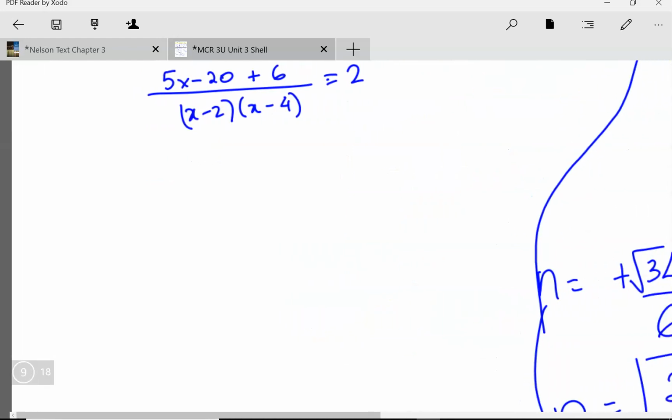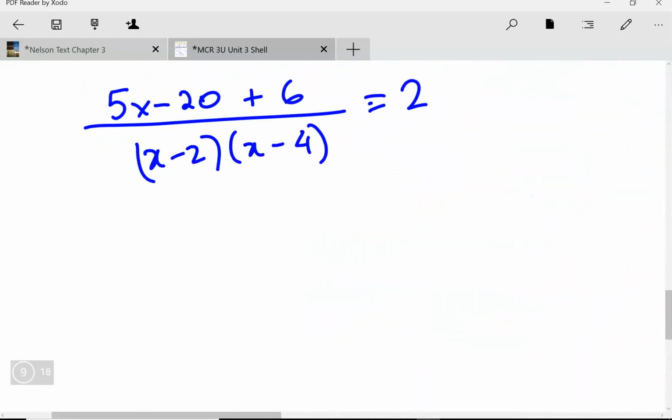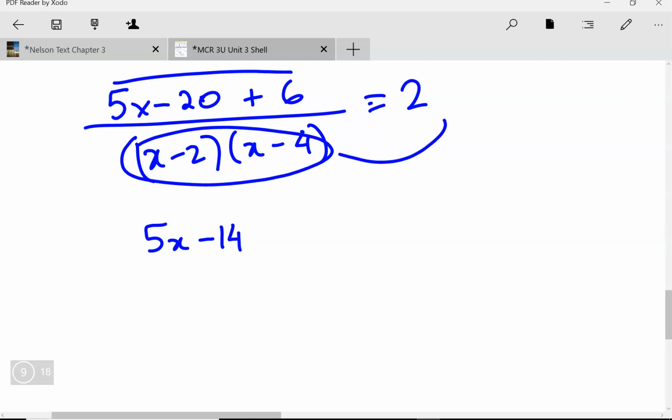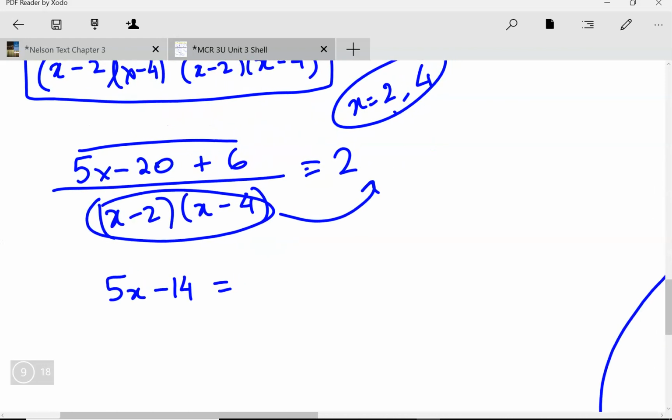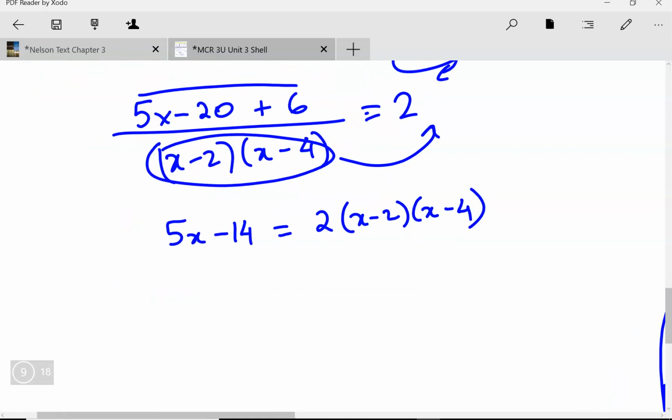But now, from here, what are we going to do? We are going to simplify this top as much as we can, 5x minus 14. And now I am going to take this and multiply it to the other side because I have to do that to get this 2 out and to remove the denominator. That's why here is basically the last step where we can take restrictions, because now I'm removing the denominator. And so I get 2 times x minus 2 times x minus 4.